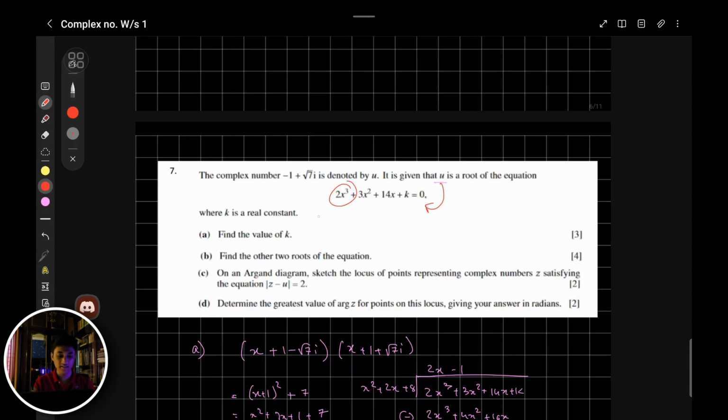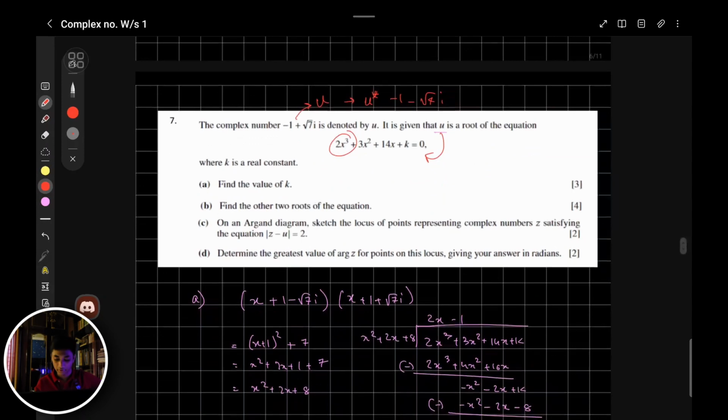Since this has a degree of 3, there are going to be 3 roots, but they've already given you one of the roots, which is a complex number, u. And you also know that complex numbers come in pairs. So in that case, there is going to be another conjugate complex number, which is going to be minus 1 minus root 7i, right?